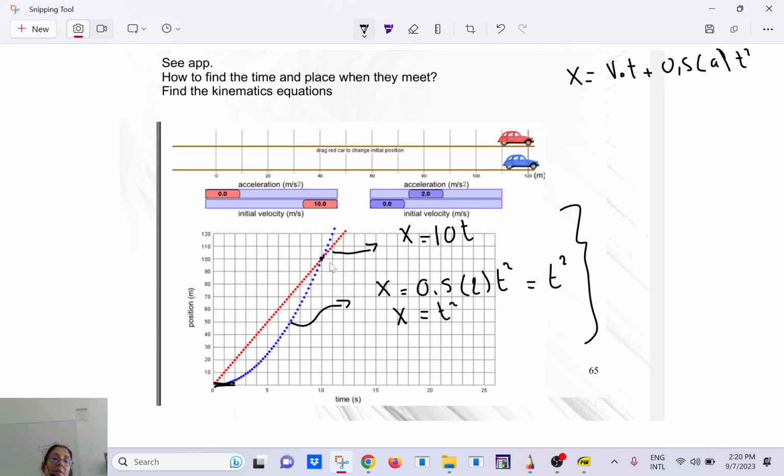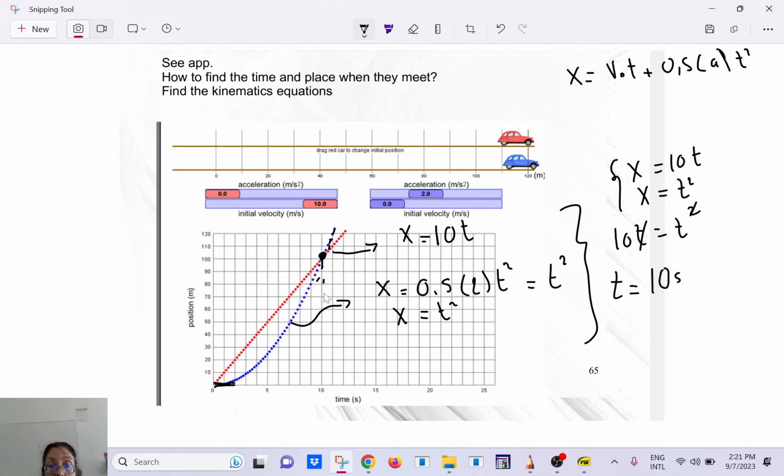So how can I solve the problem where those two lines meet each other? You have to put them equal to each other, right? So you have two equations, two unknowns. What do you get? You can solve that, okay? That's easy algebra. Don't stare, do it. So t equals 10 seconds. And you see that's true, 10 seconds here.